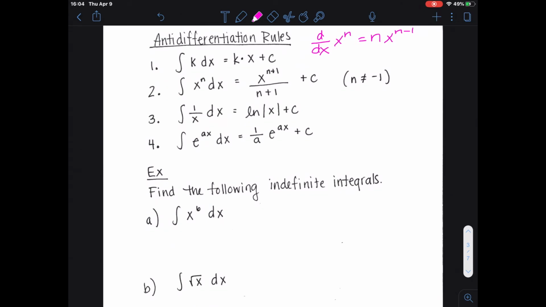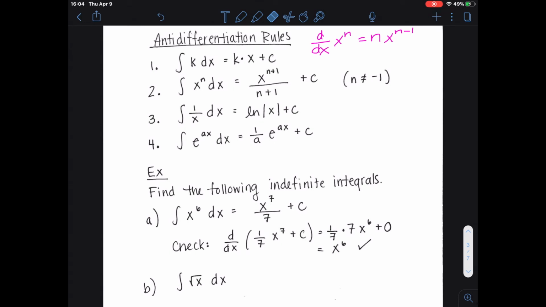Let's find the following indefinite integrals. We want to integrate x to the 6. That's reversing our power rule. So you increase the power by 1 to 7, divide by the new power, plus c. We can check our answer by differentiating what we got. Derivative of 1 over 7 x to the 7, you bring the power down, decrease it by 1, you get exactly x to the 6 back. So we get what we started with. Okay.